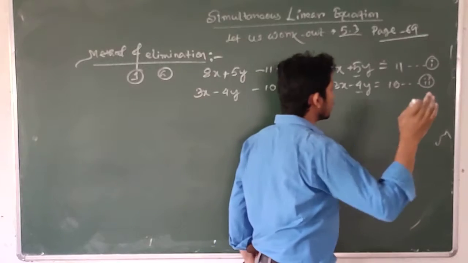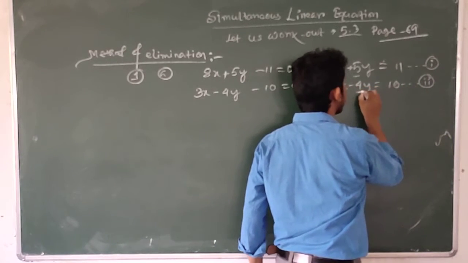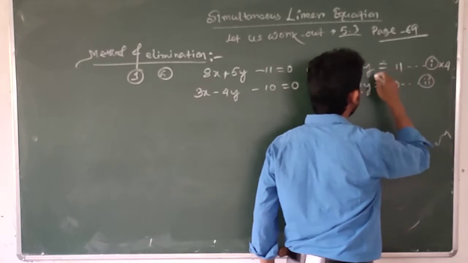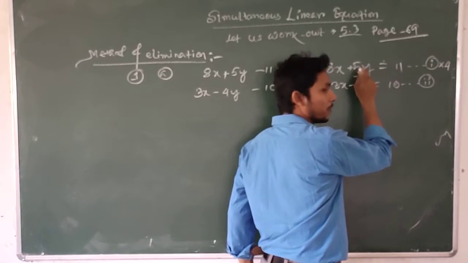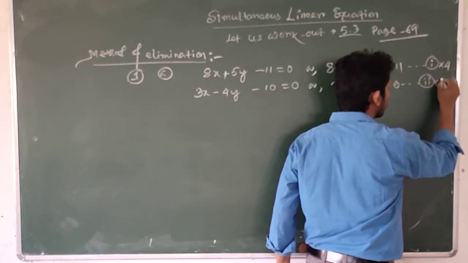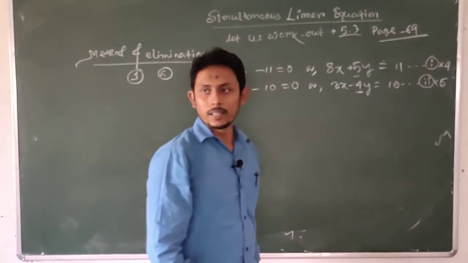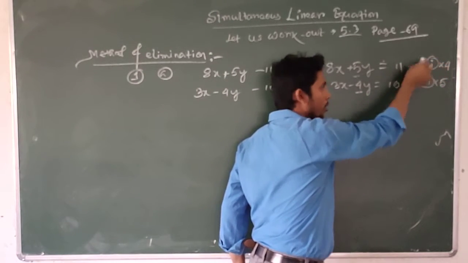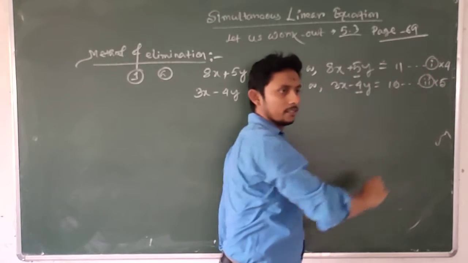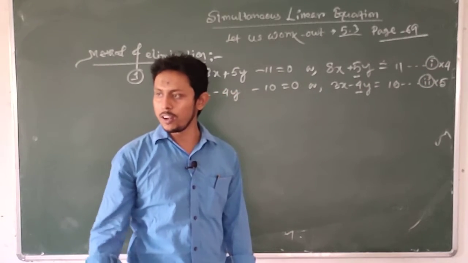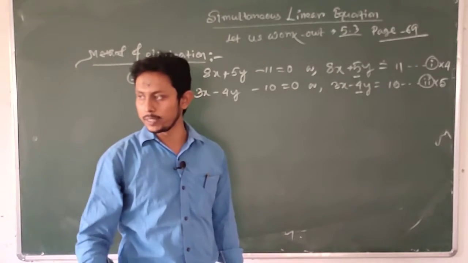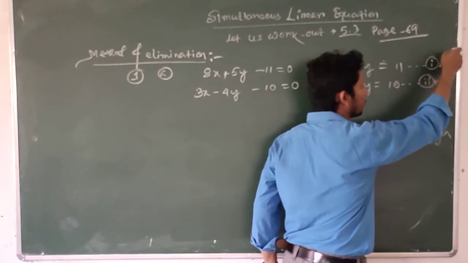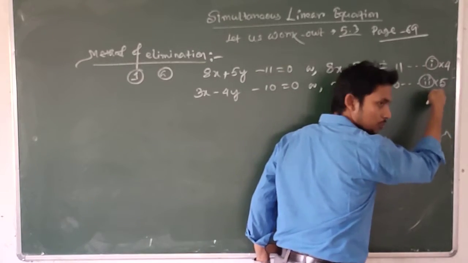So maybe the shortest process is that here we just look at the coefficient of y. The coefficient of y of equation 2 will be multiplied with equation 1, and the coefficient of y of equation 1 will be multiplied with equation 2. So here just interchange. Understood or not? Here we are removing y, that's why. If we want to remove x, then 3 will be multiplied with 1, and 8 will be multiplied with 2.